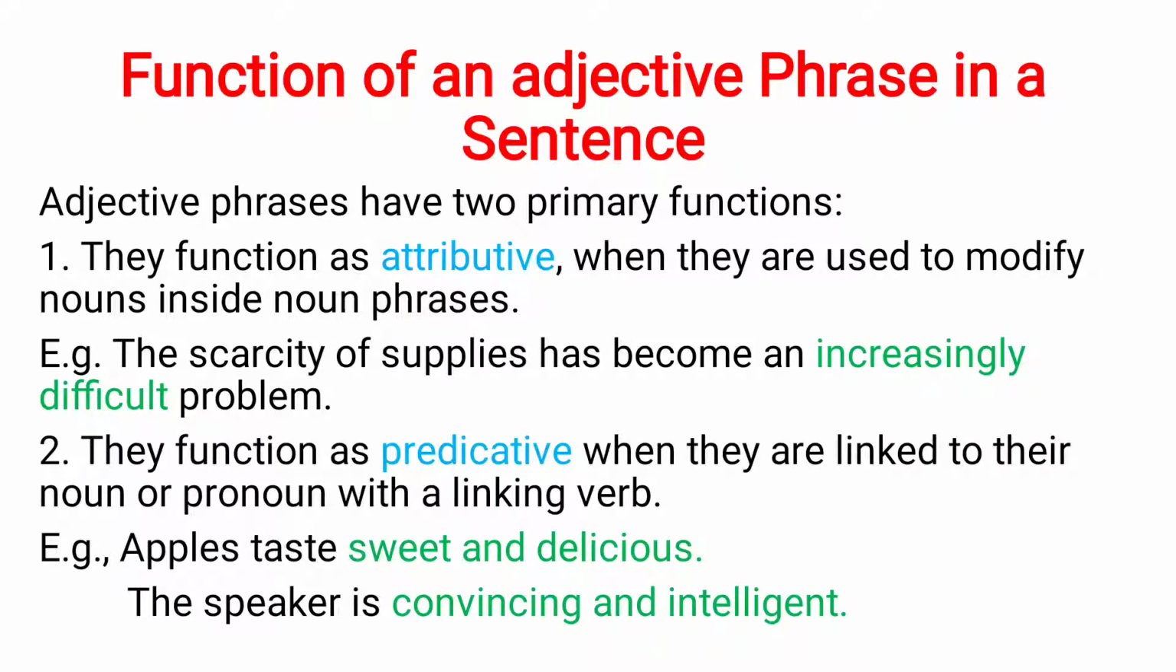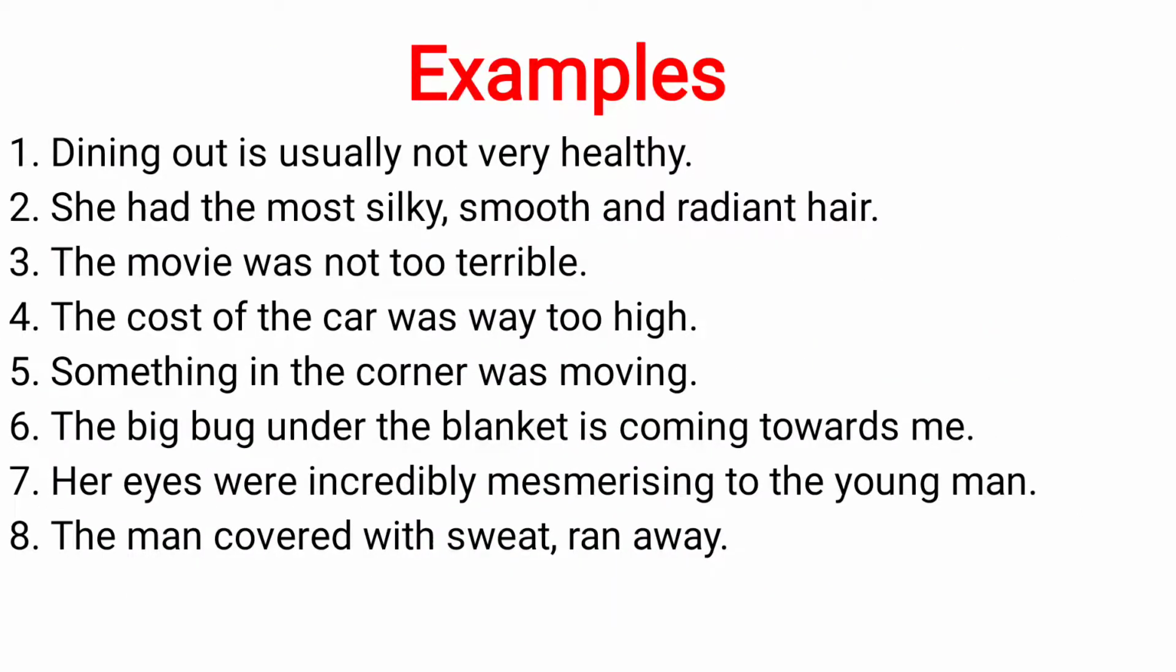So I hope now you have understood what is an attributive adjective phrase and what is a predicative adjective phrase. Now, let us take some examples and try to find out adjective phrases in these examples and whether they are playing the role of attributive adjective phrase or predicative adjective phrase. Dining out is usually not very healthy. So here, not very healthy. So what is not very healthy? Basically, we are talking about dining out. So dining out is a noun here and not very healthy is a phrase. And here, as it is linked with a linking verb, that is why it is predicative adjective phrase.